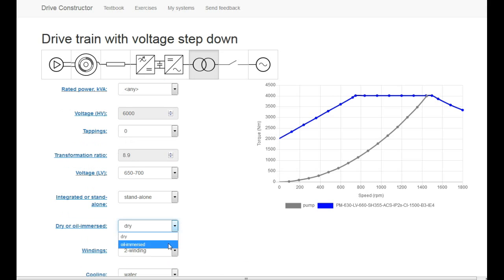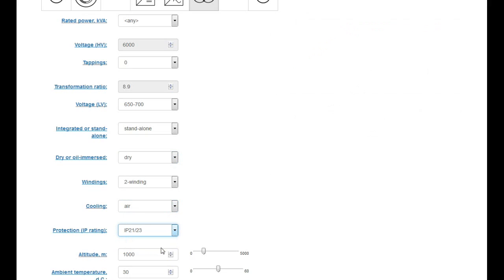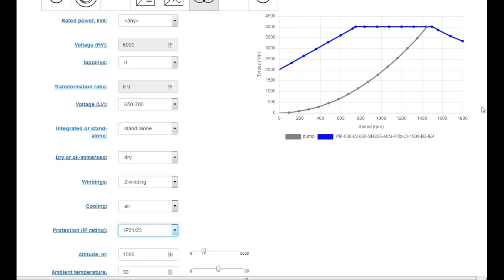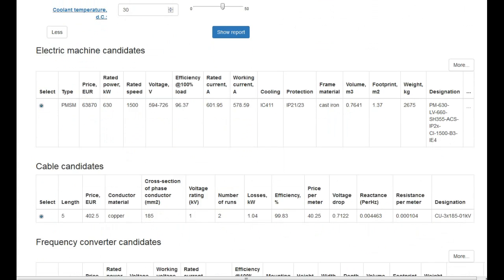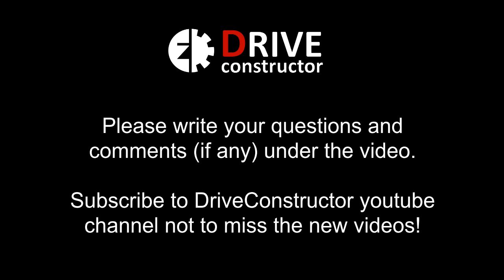So for the transformer it is a special situation because we can in principle place it outside of the container. So it can be air-cooled or water-cooled, and the protection is IP21 when it is inside, but when it is outside you have a different degree of protection. And here you see where you can find the dimensions and the weight of the transformer.